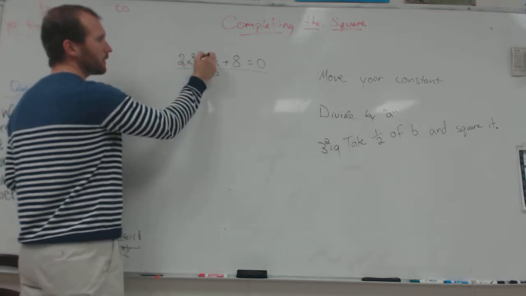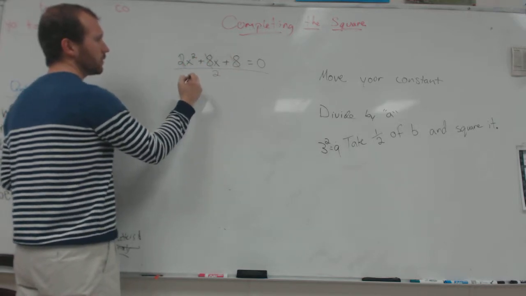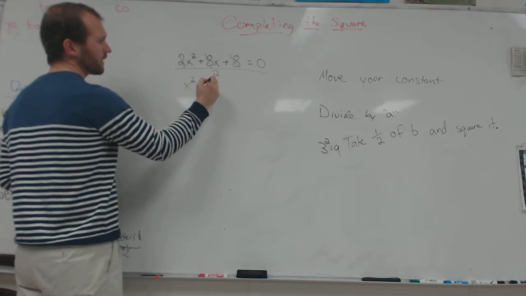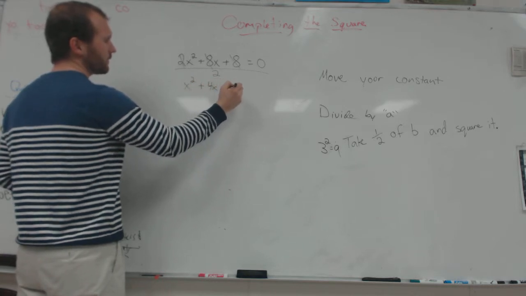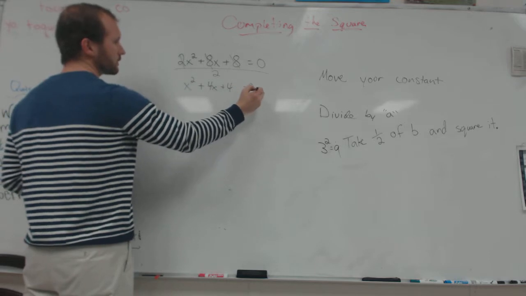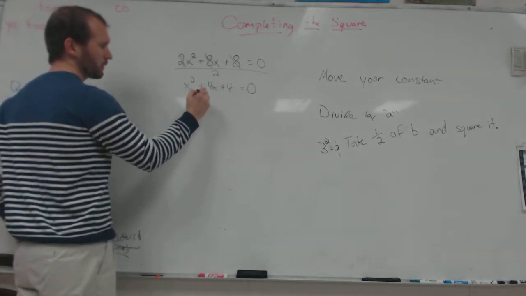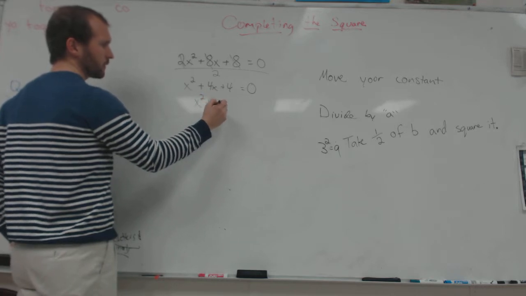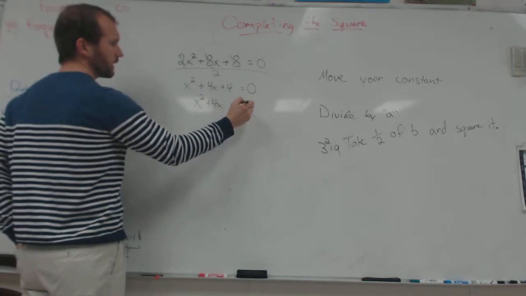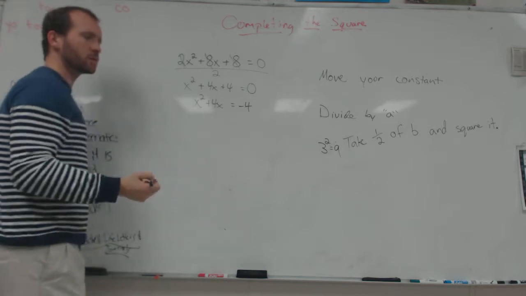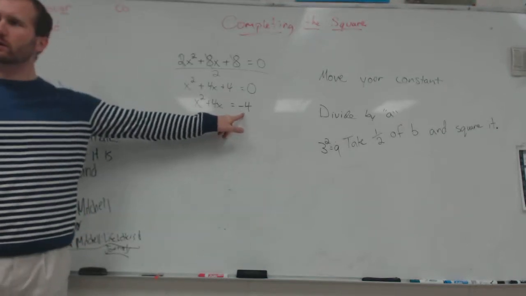If I can divide out a greatest common factor, I still want to do that. X squared plus 4x plus 4 is going to equal 0 divided by 2, which is 0. Okay, now I want to subtract the 4 over. X squared plus 4x equals -4. Should we stop? I got a negative number.